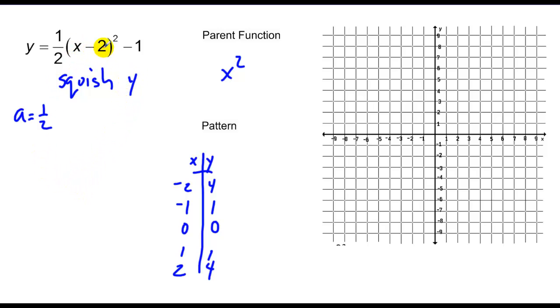H is in the interior of the function, and it follows the subtraction. So h is equal to 2. K is usually following a plus. This is a minus, so k is equal to negative 1.